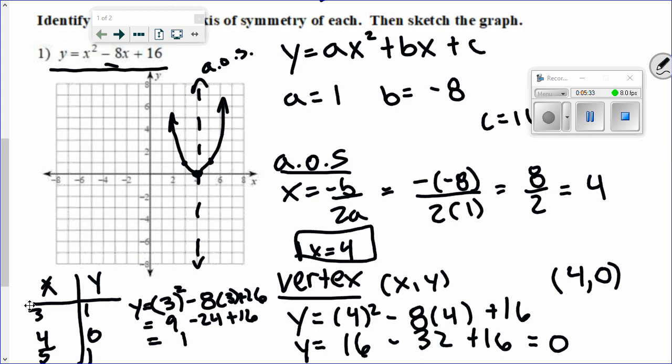All of the next two examples are just going to go the same way, where we're going to identify a, b, and c. Then we're going to find the axis of symmetry. Then we're going to find the vertex, and then we're going to make the t-chart last, and use the axis of symmetry and its reflective property. Okay, so let's continue.